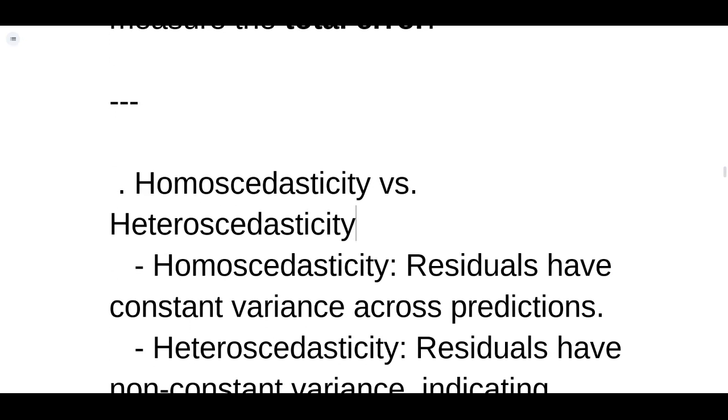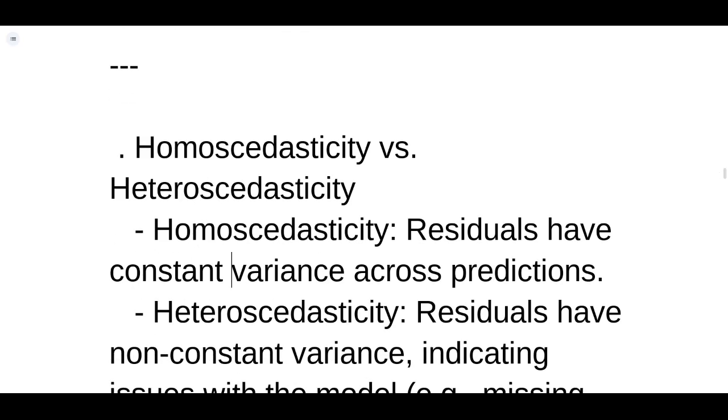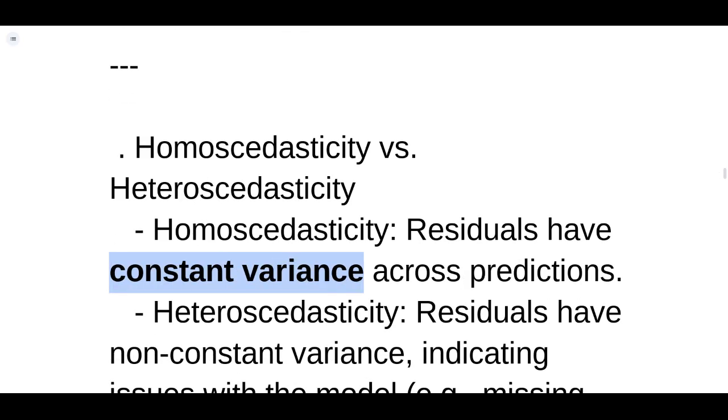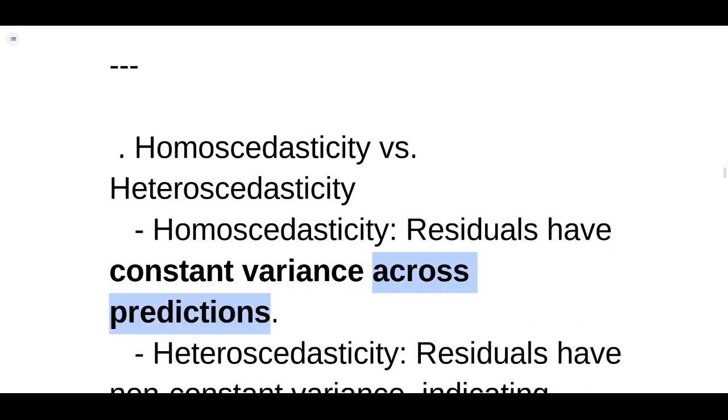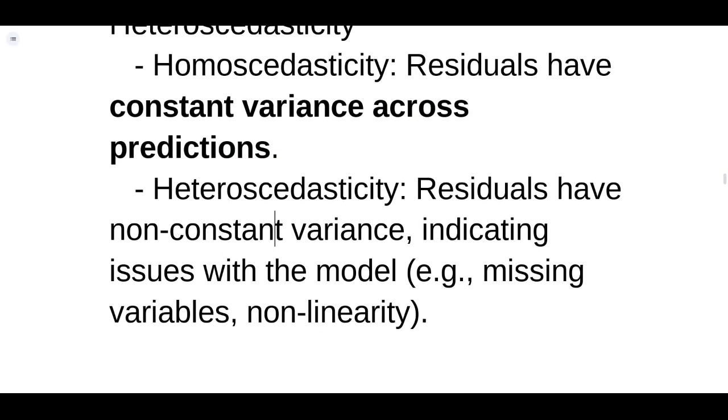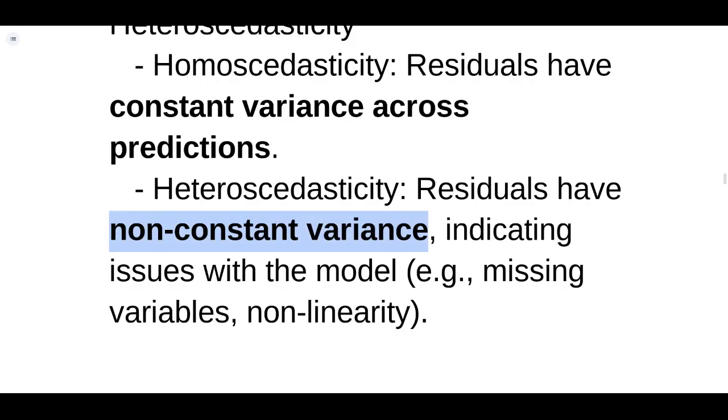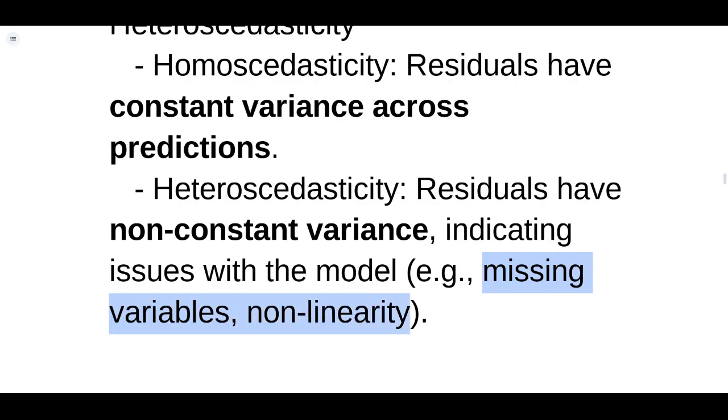Homoscedasticity versus heteroscedasticity. Homoscedasticity means that residuals have constant variance across predictions. And heteroscedasticity is when residuals have non-constant variance, indicating issues with the model like missing variables or non-linearity.